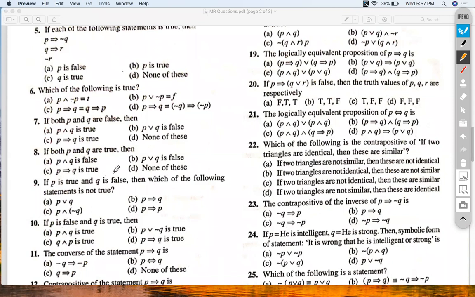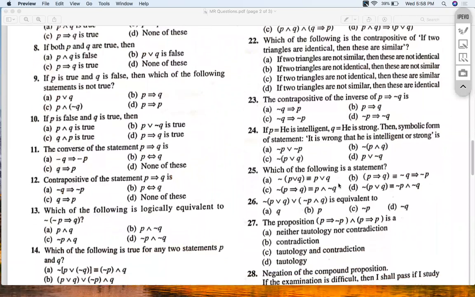P is true. Q is false. Which of the following is not true? That means false. Yeah. P or A. And B. This is false. That one no, that one no. This is basically the negation of this one, so this cannot be the answer. This is a tautology, right? Yeah. This cannot be an answer. So A and B are correct. Yes, sir. Okay. Let's complete this exercise.